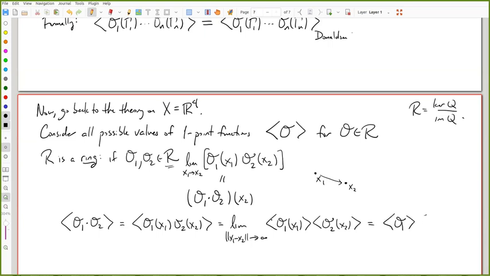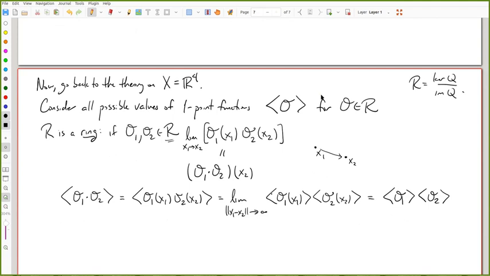It's supposed to become just the product of the individual expectation values. So that's to say it's the product O1, O2. So what this says is we've got this ring of functions. If you look at their expectation values, the expectation value is multiplicative. It's compatible with the ring relation in this way.